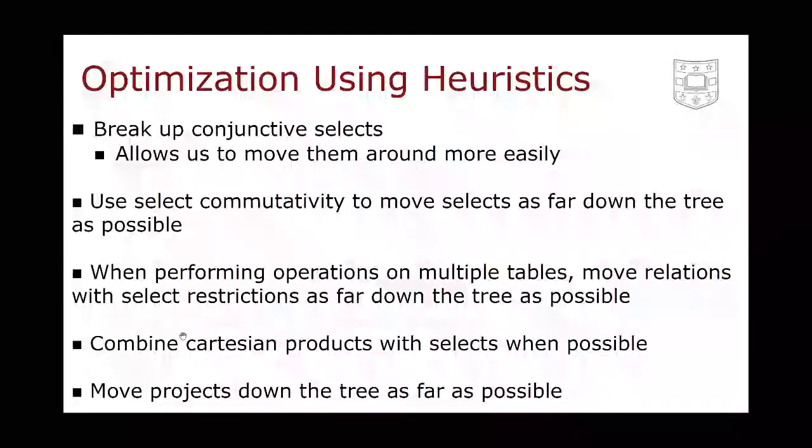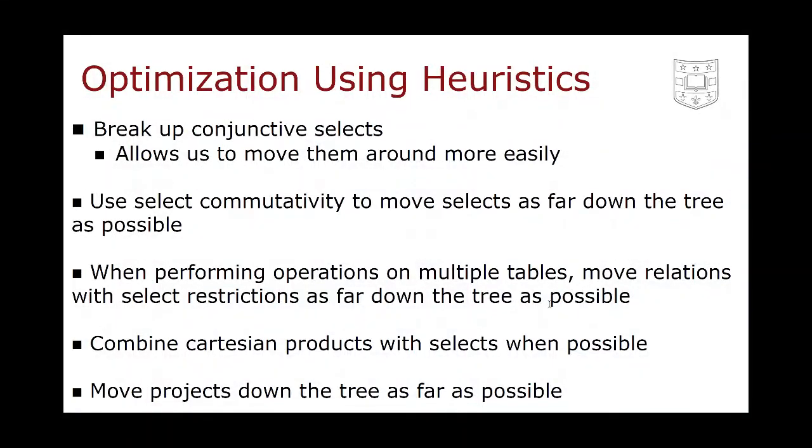This is still part of the rules though, combining Cartesian products with selects when possible, and hopefully you can see how it would help improve the performance. If I'm performing a Cartesian product, that's every single possible combination. If I'm performing a join, that's only the combinations that satisfy the join condition. So that data set is going to be smaller, and smaller data sets is what we're after.